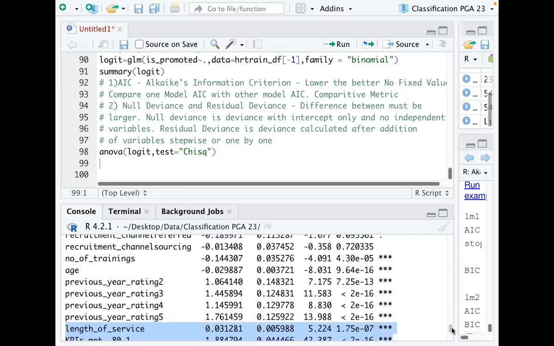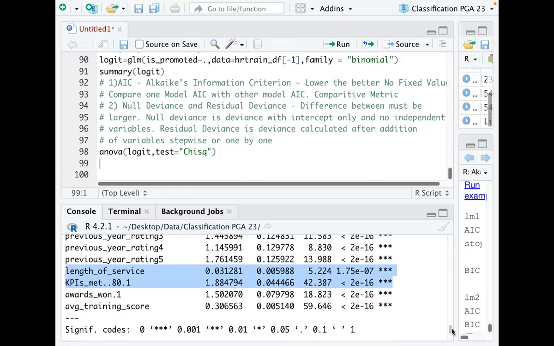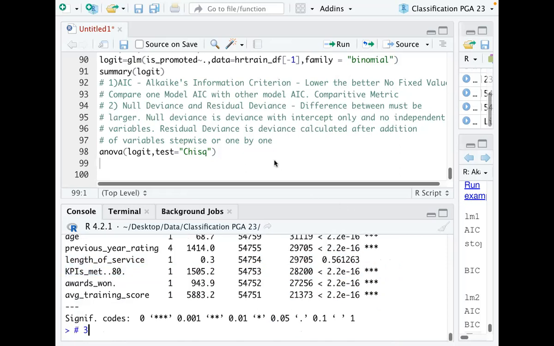Number of trainings is significant. Age is significant. Previous year ratings are all significant. Length of service, awards won, average training score, they are all significant. See the p-values. So the third criteria is the one which we have in our regression.